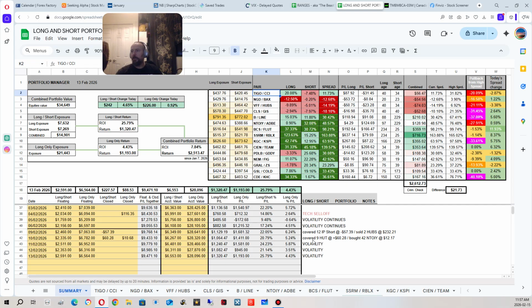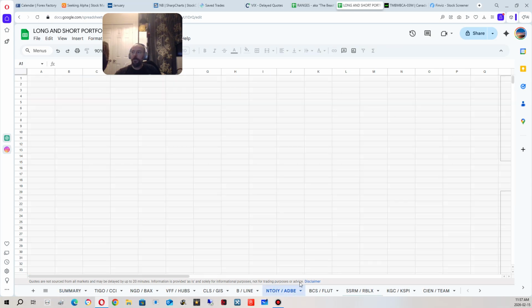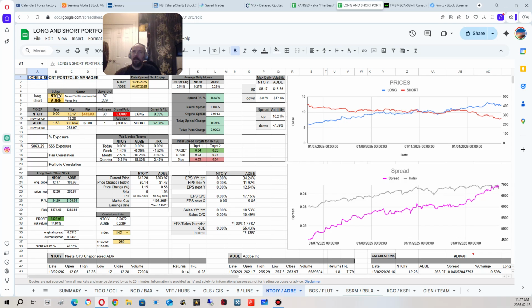So on Tuesday, we covered 9 HUT, and to replace that, that should say long, just to keep things organized and easy to understand. We covered 9 HUT at $60 profit, and then to replace it, we bought NTOIY at $12.70, 17 cents. And that's this trade right here. So this is the replacement trade.